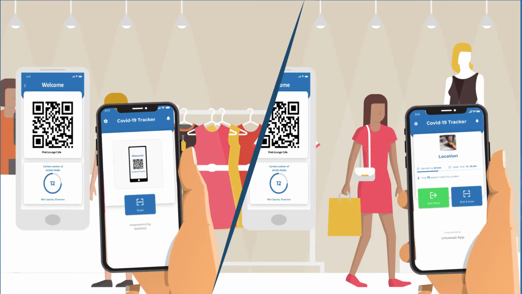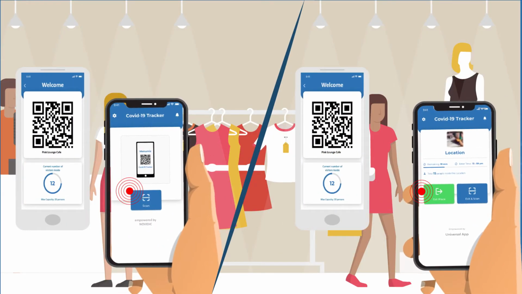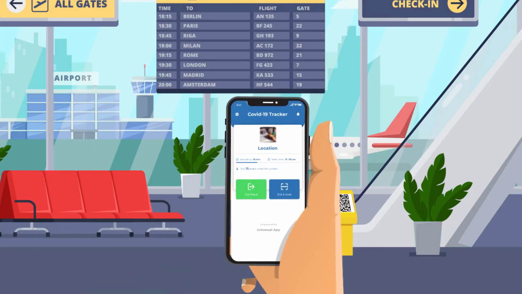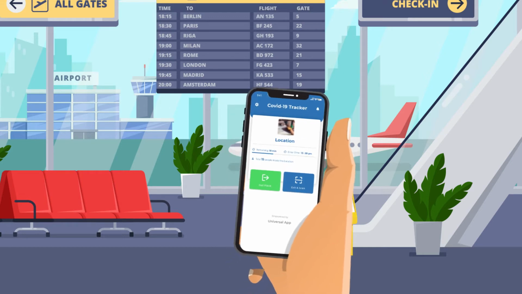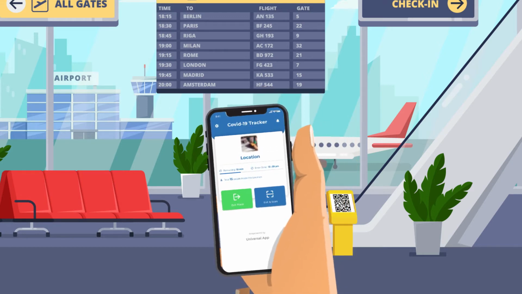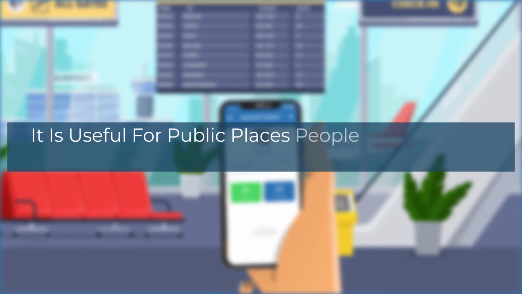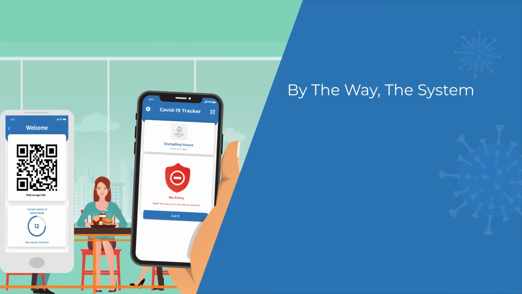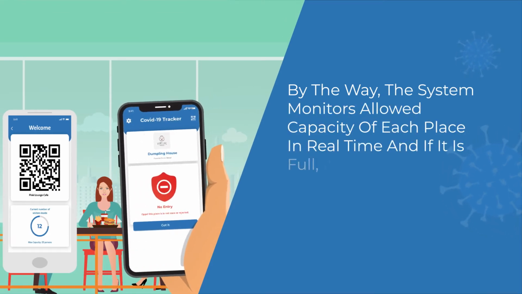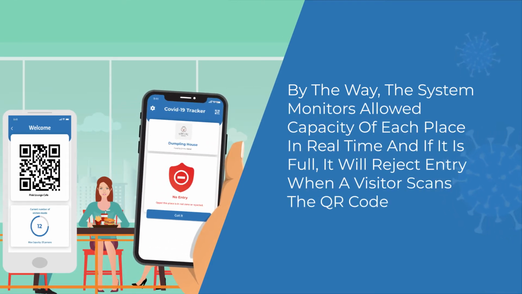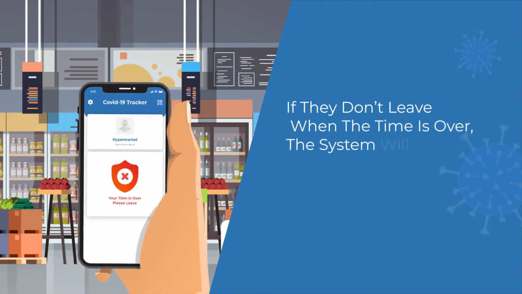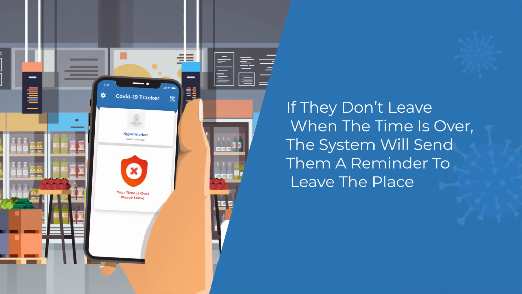Once visitors confirm the duration of stay, they have technically checked into the system in that place. Once they leave, they need to tap exit, or upon scanning a new QR code for a new place, they are considered out from the previous place. It is useful for public places people pass through many sections gate by gate, like in an airport. By the way, the system monitors allowed capacity of each place in real time, and if it is full, it will reject entry when a visitor scans the QR code. If they don't leave when the time is over, the system will send them a reminder to leave the place.